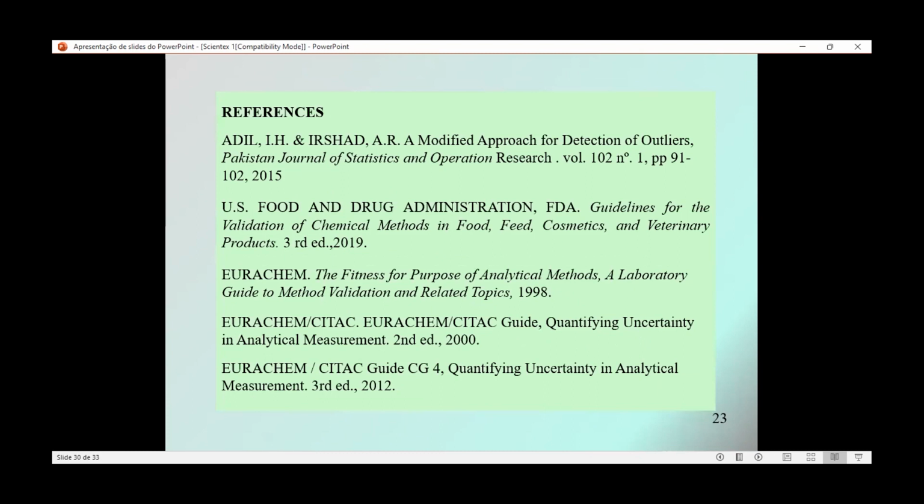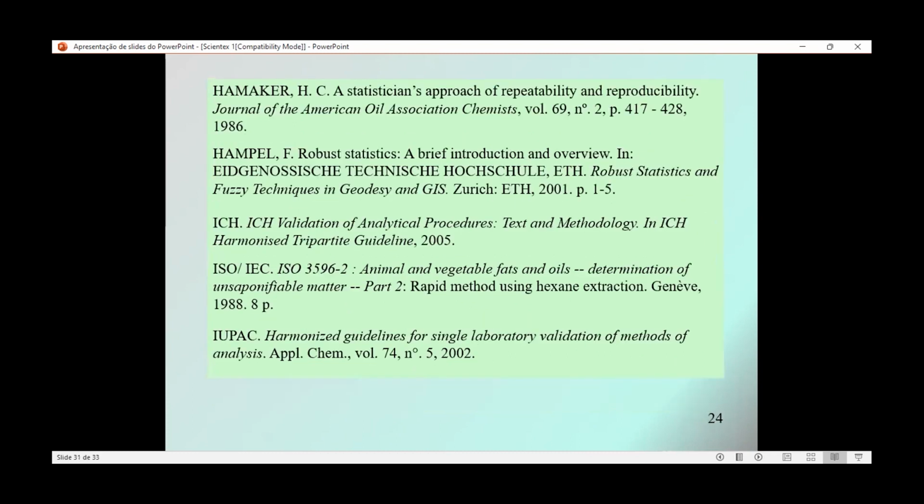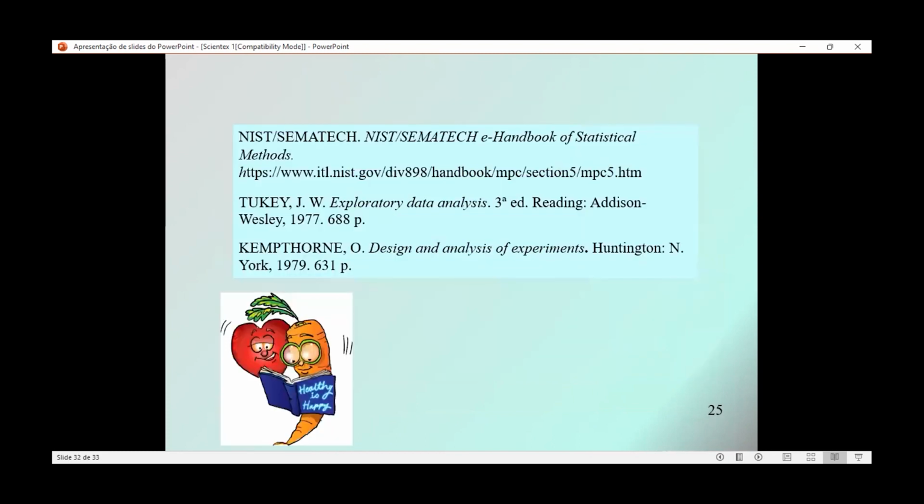We have here some references used: Eurachem, FDA, Hamaker, Hempel, ISO, IUPAC, Semantic, Tukey, and Kempthorne, a classic of design and analysis of experiments.